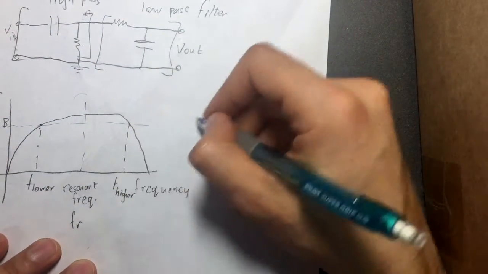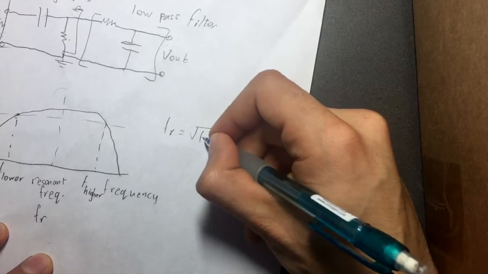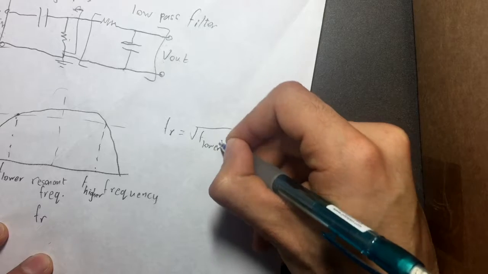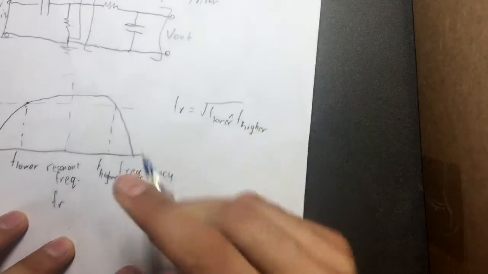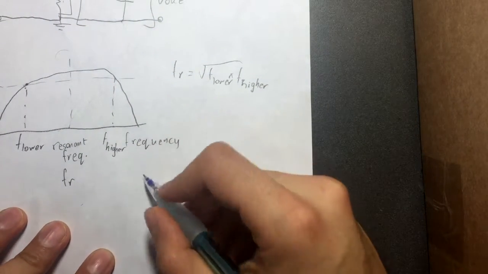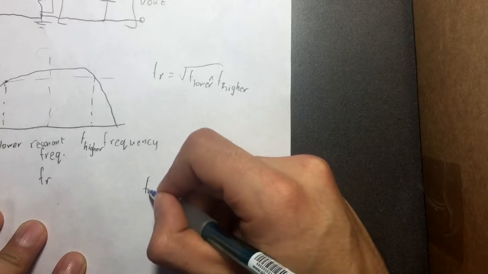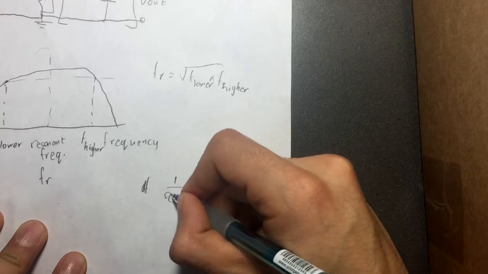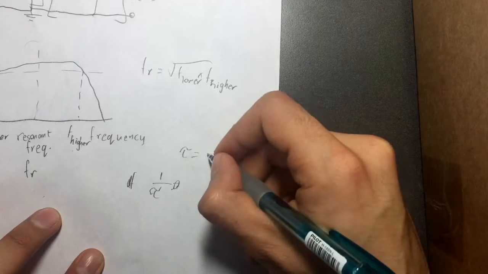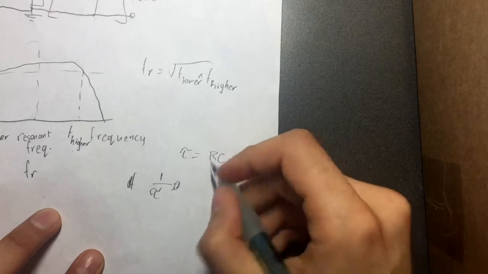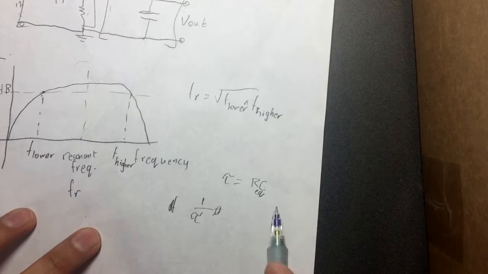The resonant frequency Fr is determined by the root of the lower frequency multiplied by the higher frequency. In order to determine the resonant frequency, or even either of F higher or F lower, we use the equation 1 over tau, where tau is equal to RC. Tau is the time constant. RC is the equivalent resistance of this circuit multiplied by the capacitance of the circuit.